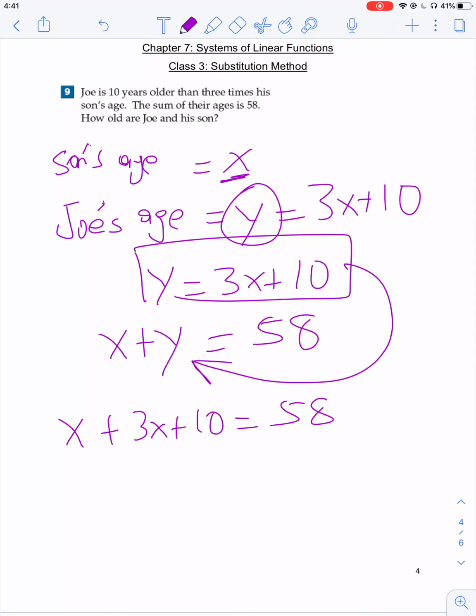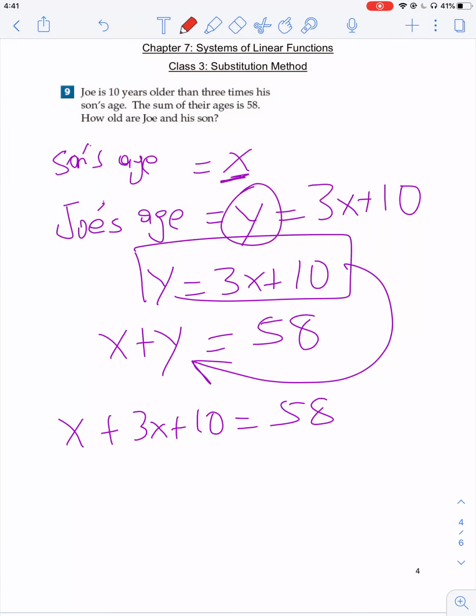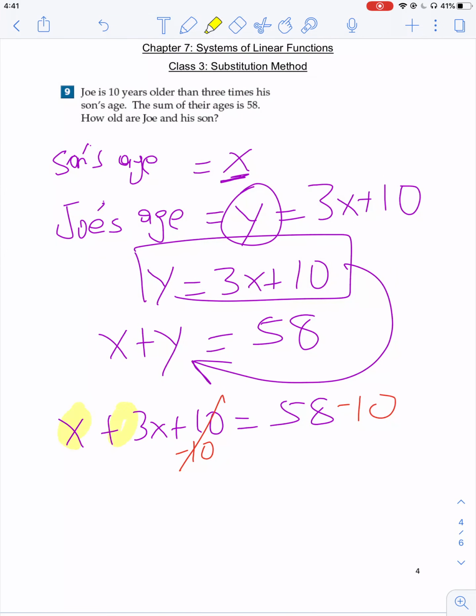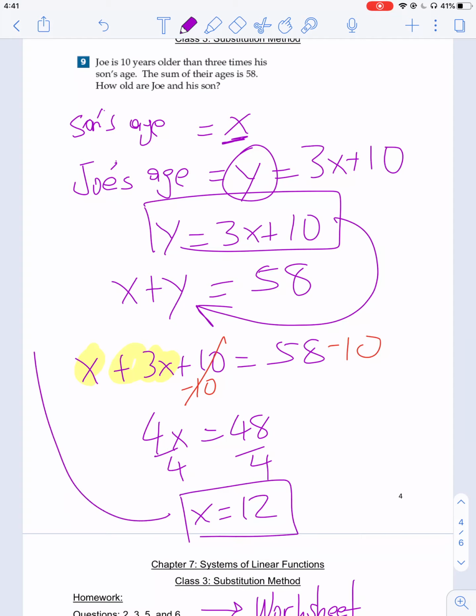Okay, so anyway, in this case, I'm just going to combine my like terms together and get rid of this number. So just do minus 10 on both sides. So this disappears. And then if I combine my like terms together, this will just become 4x is equal to 48, right? So you would just divide by 4, so x is equal to 12. But what was x, right? x was the son's age. Okay, so the son is 12 years old.